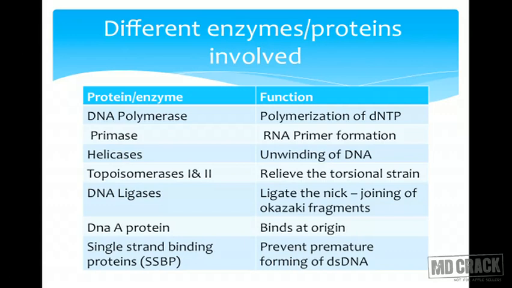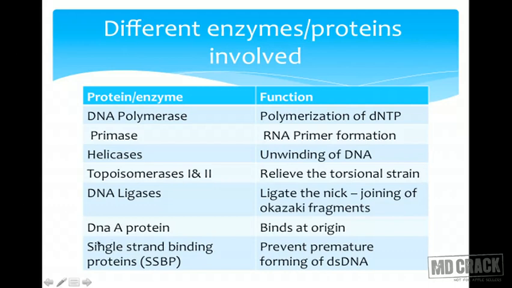So to remove the supercoils, we need certain more enzymes, and these are called topoisomerases. They relieve the torsional strain or relieve the supercoils that may be formed. Then we have DNA ligases. They are responsible for ligating the nick that is formed. Wherever there is a DNA cut, there is a gap between the two DNAs. To join them, we need the DNA ligase, joining of DNA fragments. And this is very important during the Okazaki fragments.